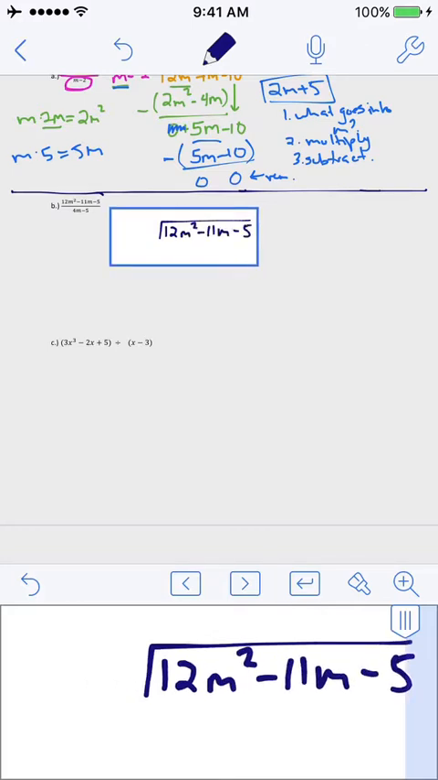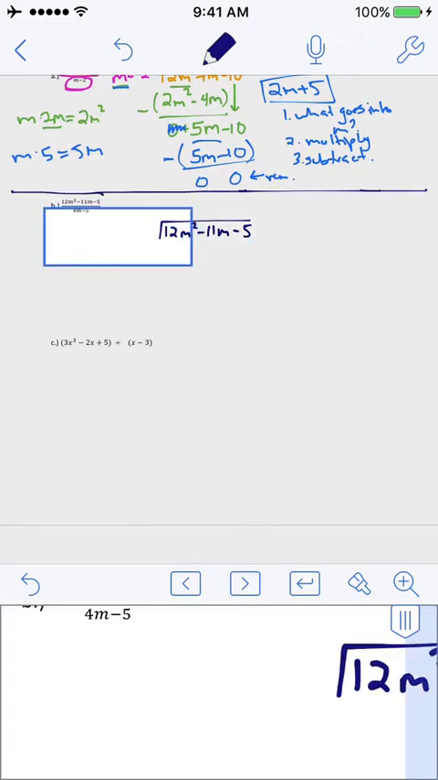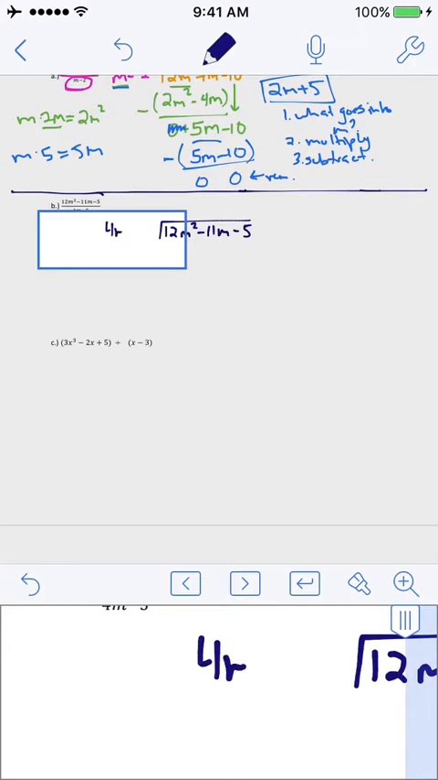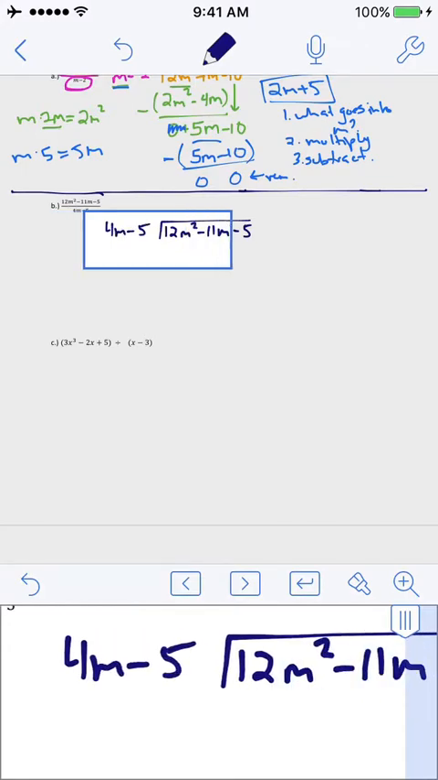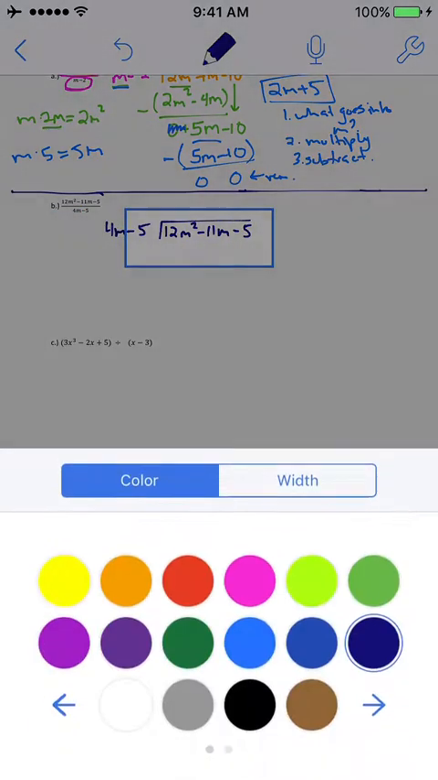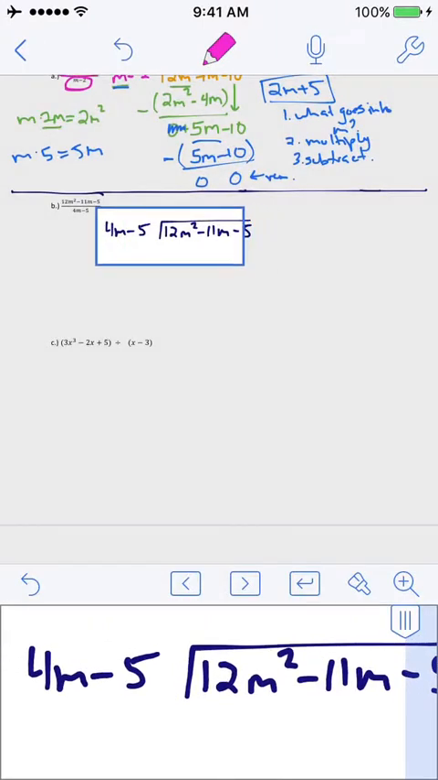That's our dividend, what's being divided. What we're dividing by is our divisor of 4m minus 5. All right. Now, when we're thinking about what goes into m, we need to think only about this first part of the binomial here. What do I need to multiply by so that 4m becomes 12m squared?